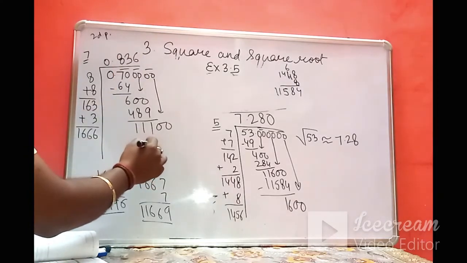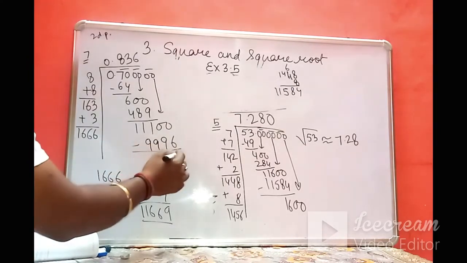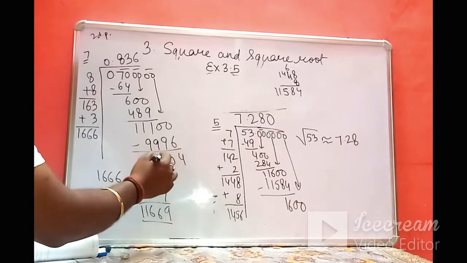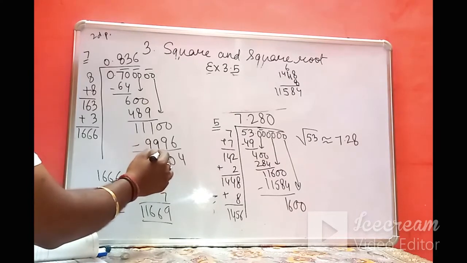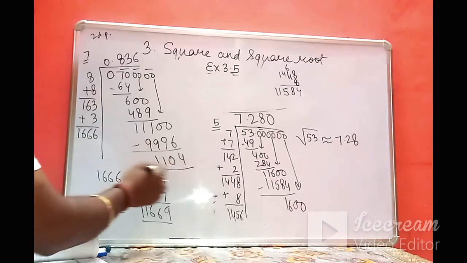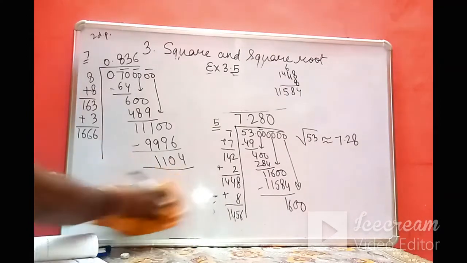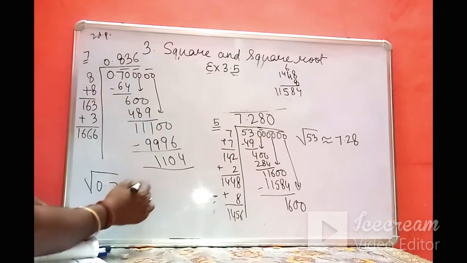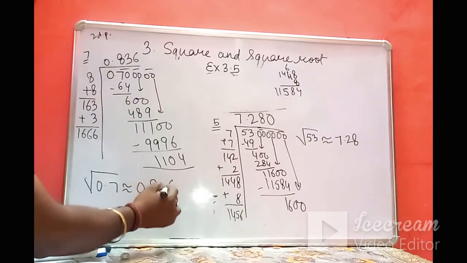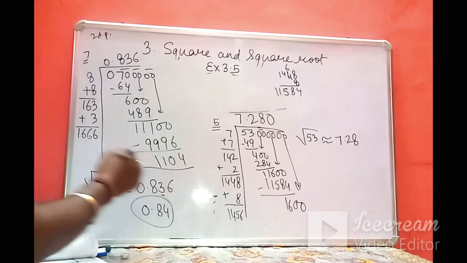6, so it is 9996. So when we solve, we will get 4, 0, 1, and 1, 1104. So next, what will be its square root? We can write the square root of 0.7 is approximately 0.836, and we will round it off here, so I will get 0.84. Okay, so this is my answer.